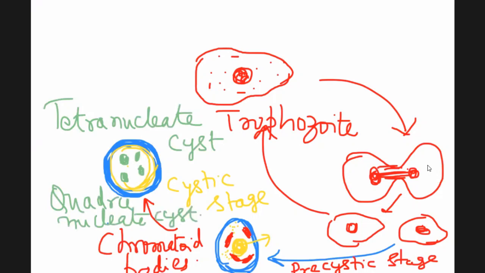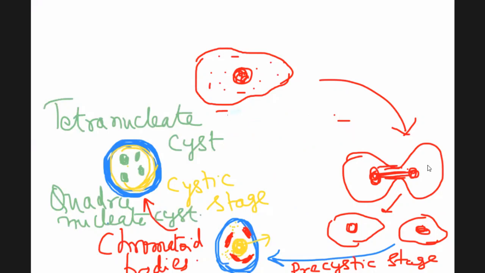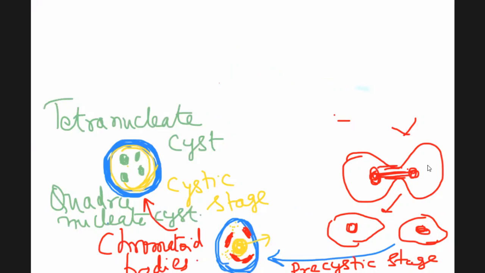All this happens in the cavity of the large intestine, and these cysts come out through feces. They leave the large intestine and pass out through feces. Then the transmission is by the fecal-oral route.